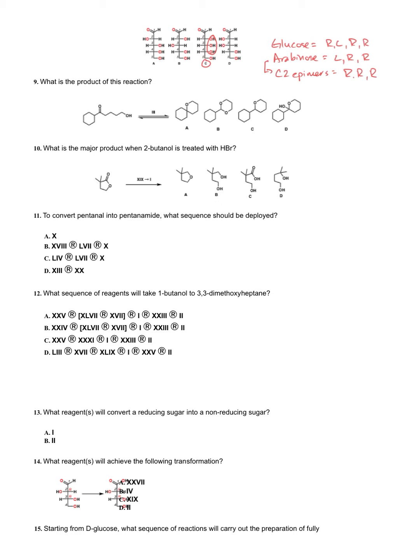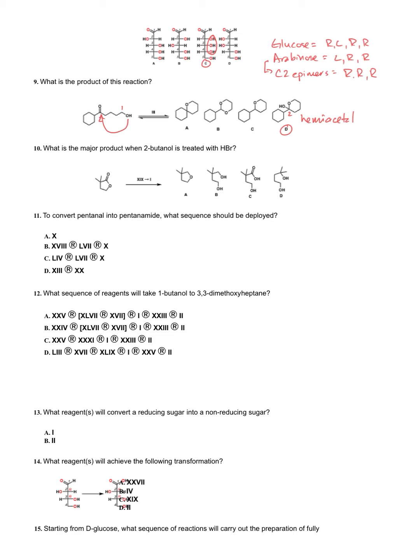Question 9, what is the product of this reaction? So you're treating it essentially with acid. So what we're going to do here, we have oxidation state 2, we have oxidation state 1. This is going to cyclize, and we're going to end up with essentially what is D, and again, that's a hemiacetal. So we have that oxidation state preservation from the ketone to the hemiacetal at this point, and that's just a cyclization.